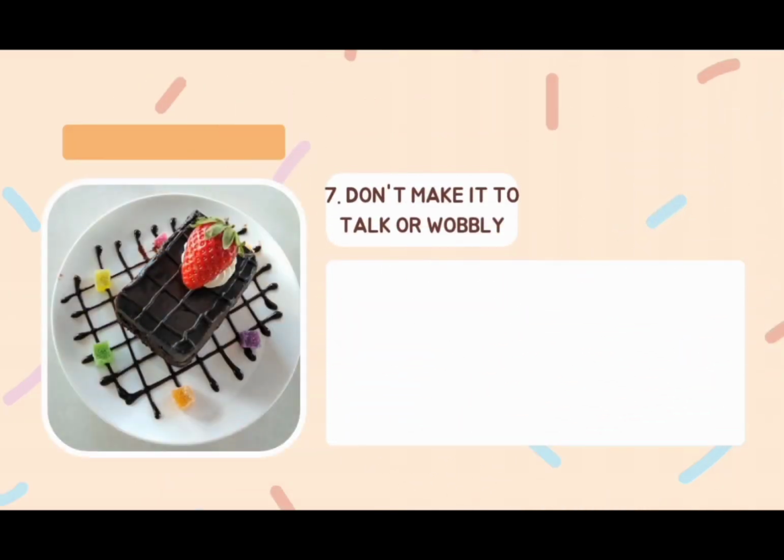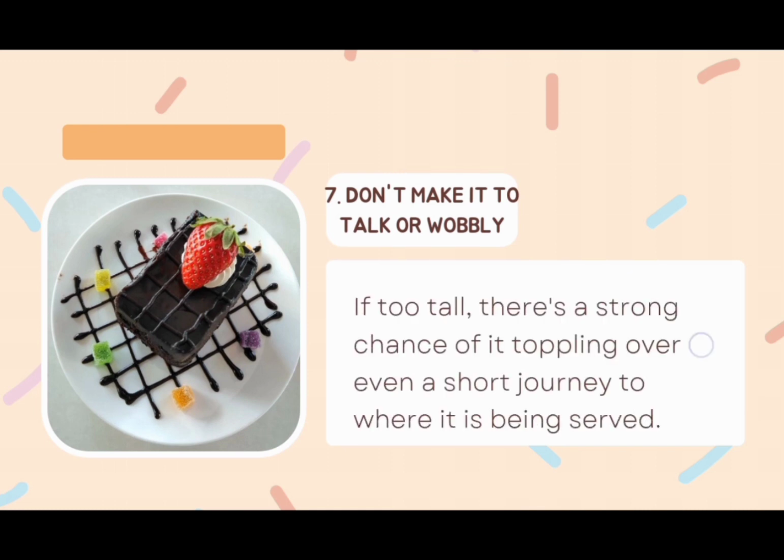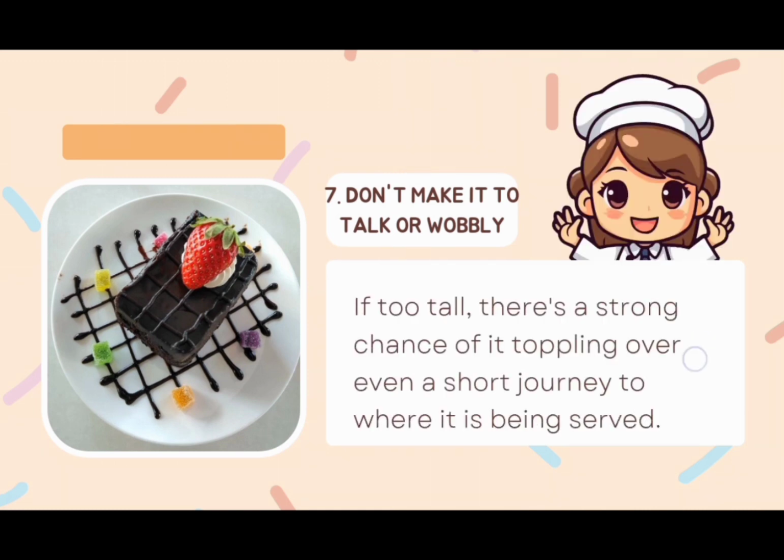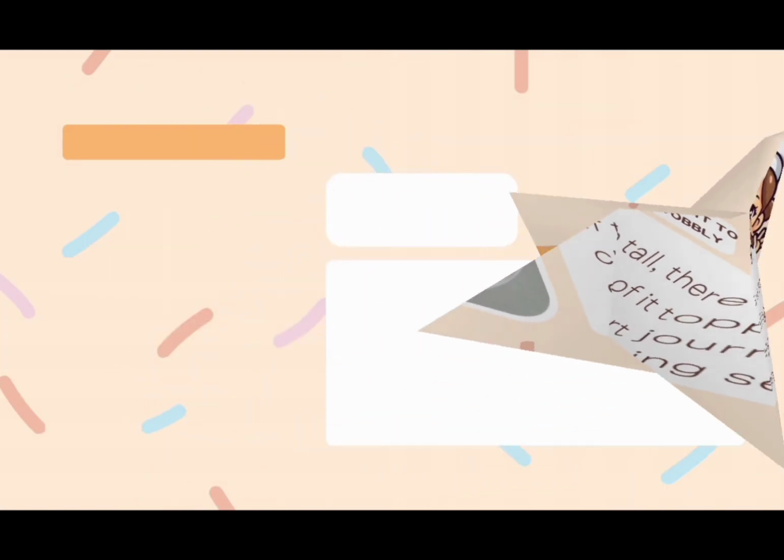Okay, so let's proceed to 7. Don't make it too tall or wobbly. A sense of layer cake looks fantastic standing up on a plate, but if it's too tall, there's a strong chance of it toppling over, even in a short journey to where it is being served. So that is why it is important to not make our cake presentation too tall or wobbly.